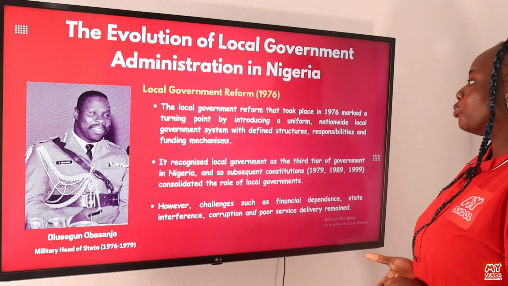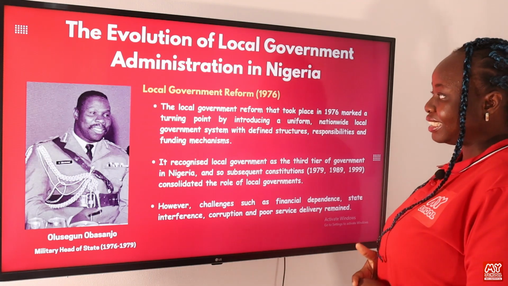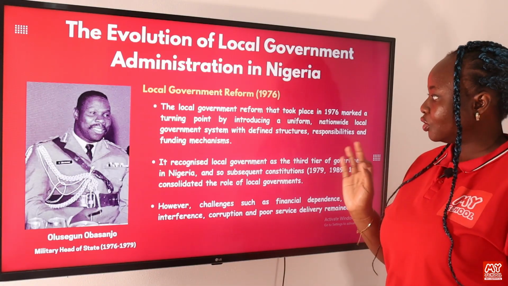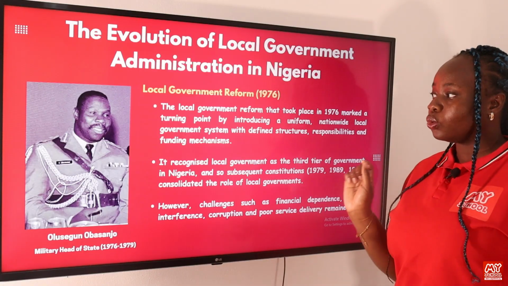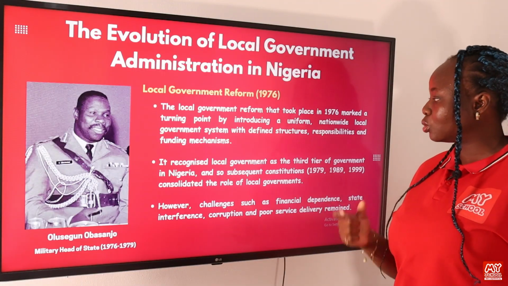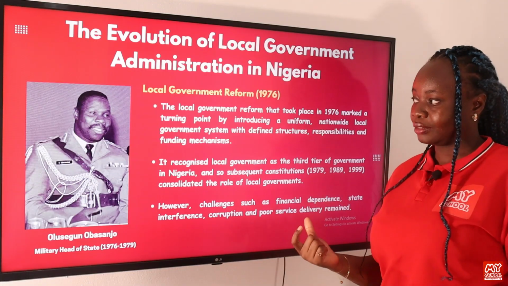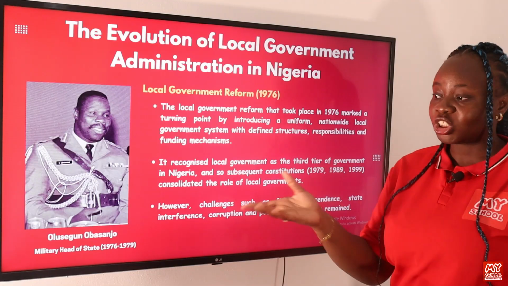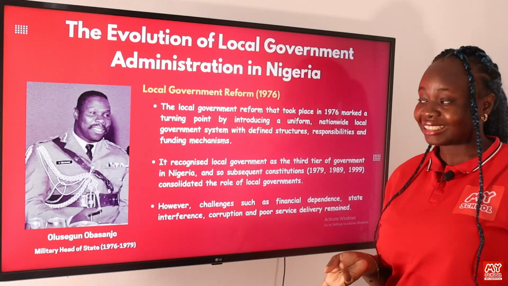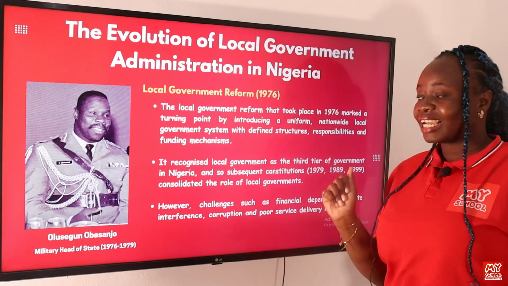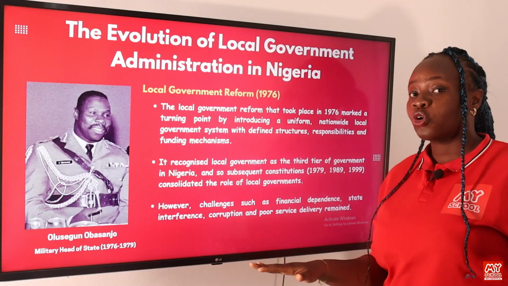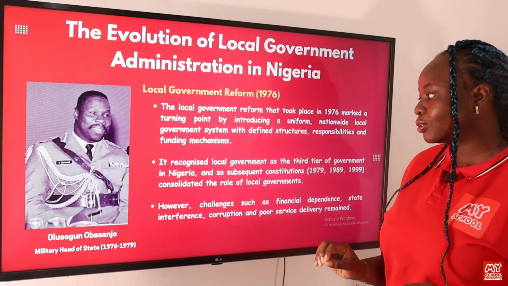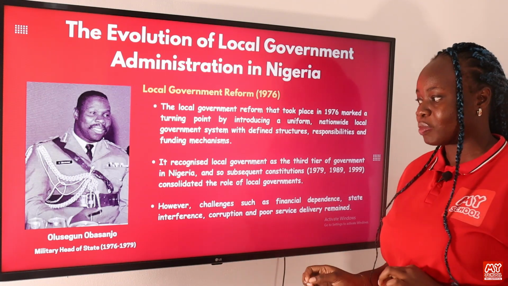All right, so the local government reform that took place in 1976 turned things around. The reform marked a turning point by introducing a uniform nationwide local government system with defined structures, responsibilities, and funding mechanisms. So it was a reform that took place during the regime of Olusegun Obasanjo, who was military head of state at that time. So he decided to ensure that all of the various local governments were uniform across the various regions within the country.